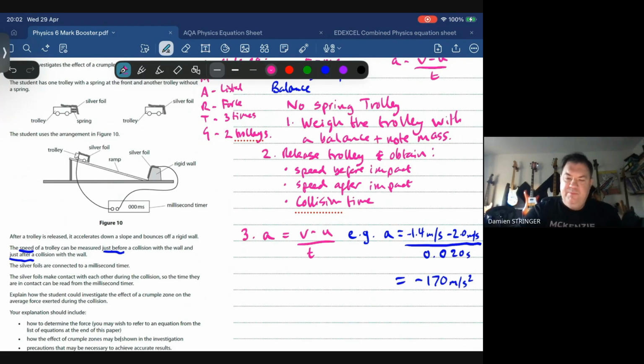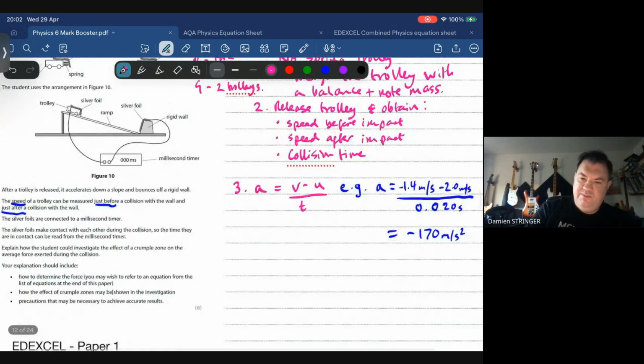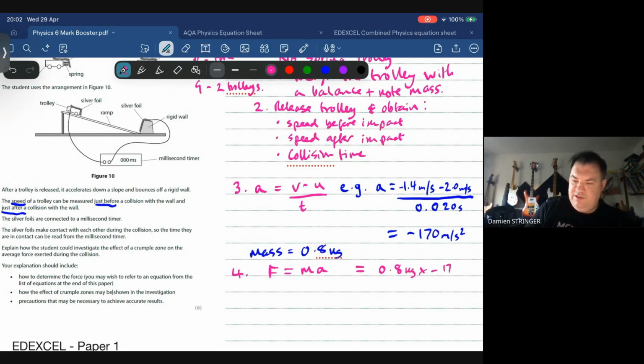Okay, so once you've got that info, you've got an acceleration. So whatever your mass was, let's just assume the mass was something like 0.8 kilograms. You would then just use an equation. So after that, you go for force equals mass times acceleration, which equals 0.8 kg times minus 170, not 1.70 meters per second squared. So 0.8 times 170 is 119 newtons. So that's just an example. So you would use that to calculate the force.